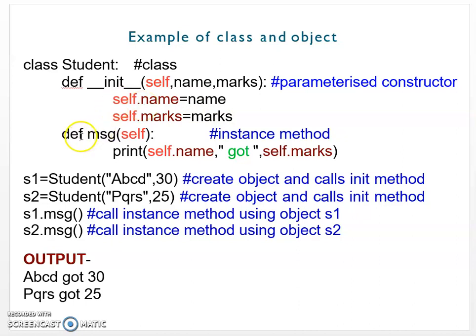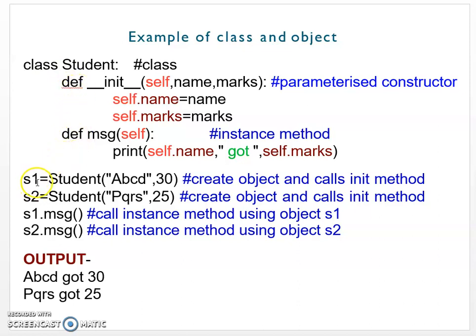Next, the second method is def message, in brackets self, to print name and marks on the console. Here I have used the message method. I am just printing self dot name, which means it will print the current object's name, then this message will be printed on the console, and self dot marks will be printed. After this, the whole thing is the class definition, which means a class contains data members and member functions. Here I have declared only the member functions.